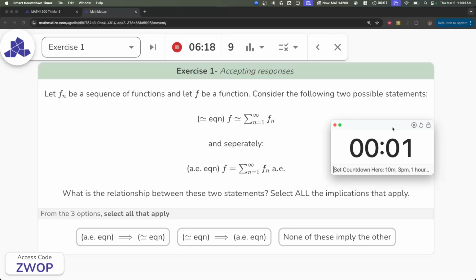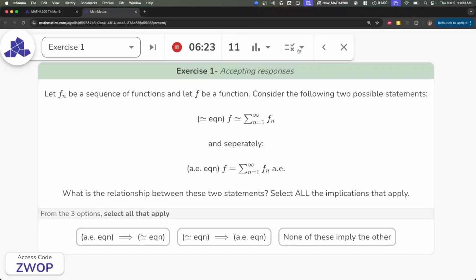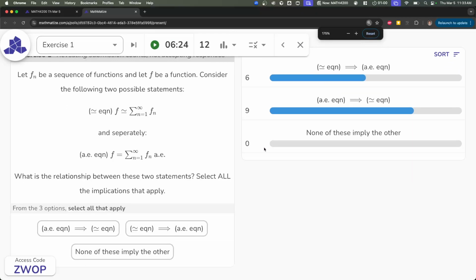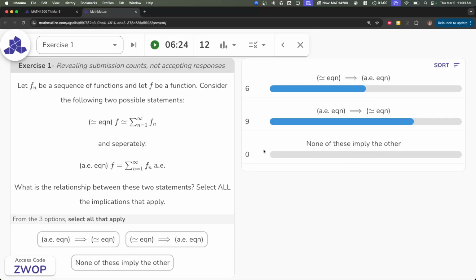Okay, let's see what people said here. Which one implies which one? 12 people answered. Some people selected both. That's why the sum of 6 plus 9 is more than 12. 6 people said the special one implies the almost everywhere. If you have the special one with the sim equals, this is sim equals in LaTeX, tilde equals, the special one we've been doing in our definitions, then you have almost everywhere. 6 people said that. And 9 people said the opposite. If you have almost everywhere, then you have sim equals.